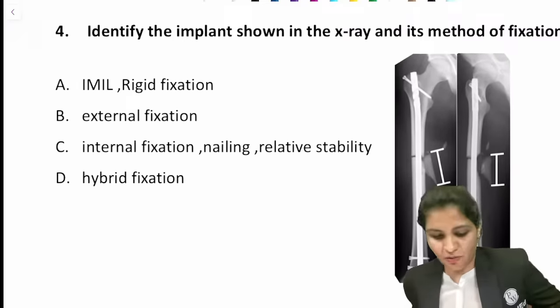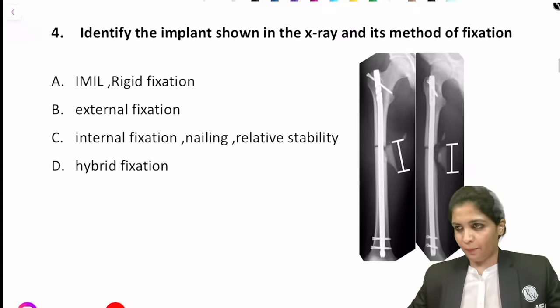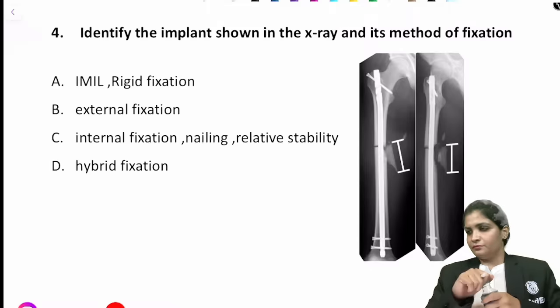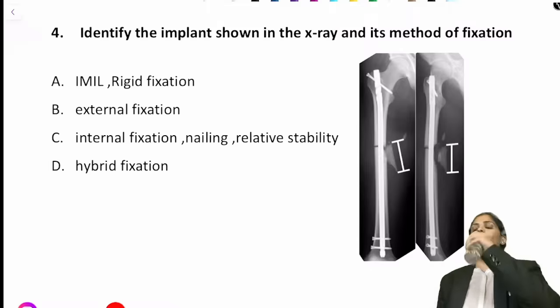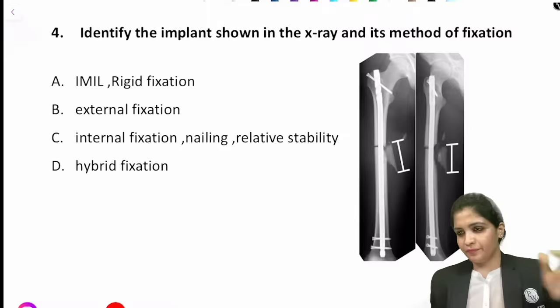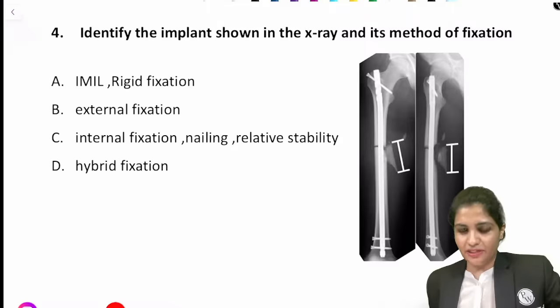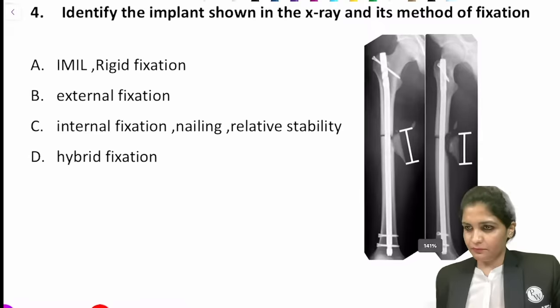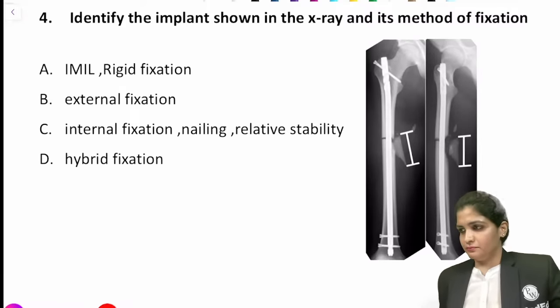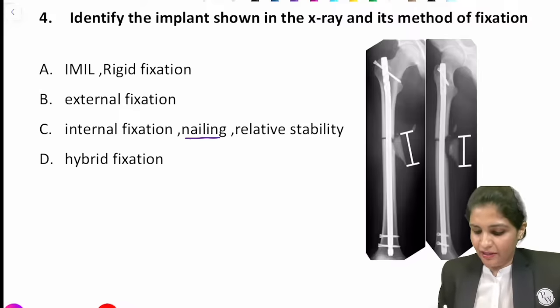And next, this is one more question. Identify the implant shown in the X-ray and its method of fixation. So what is the implant which is shown in this X-ray and its method of fixation? See, the answer is directly given here. It is nailing which is seen, and it gives you relative stability.